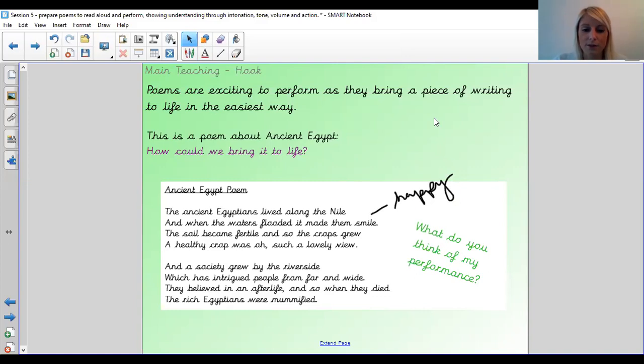The ancient Egyptians lived along the Nile, and when the waters flooded, it made them smile. The soil became fertile, and so the crops grew. A healthy crop was, oh, such a lovely view.